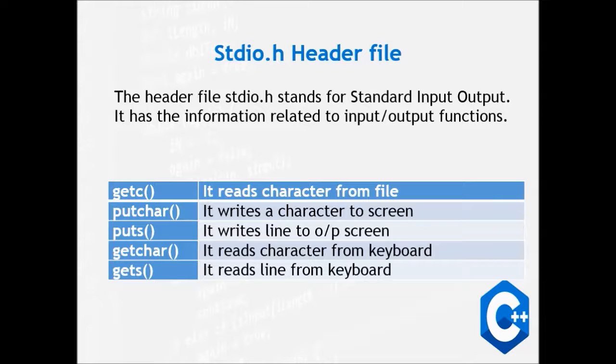gets. The word gets stands for get string. The function is used to input a string value from the keyboard. The value entered by the user can be stored in an array of characters. The string may consist of any characters and spaces. The user also needs to press the enter key after typing the string to complete the input. A null character is added at the end of the string automatically when the user presses the enter key.